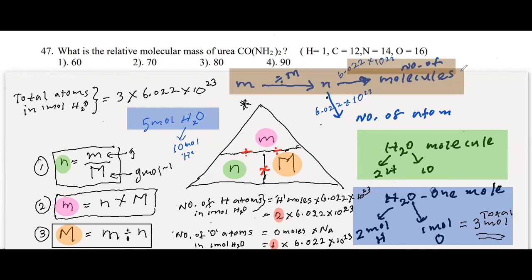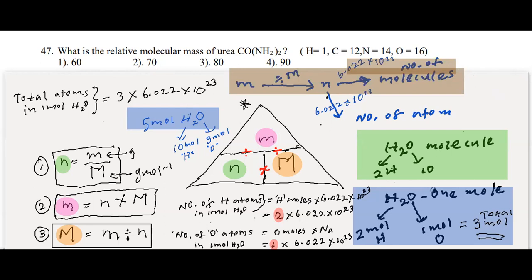How many total atoms in 5 moles of H2O? That is the most difficult question they could ask in the exam. 5 moles of water, how many total atoms? Okay, I'll ask Vihanga for the answer. 15 into Avogadro constant. Vilana?